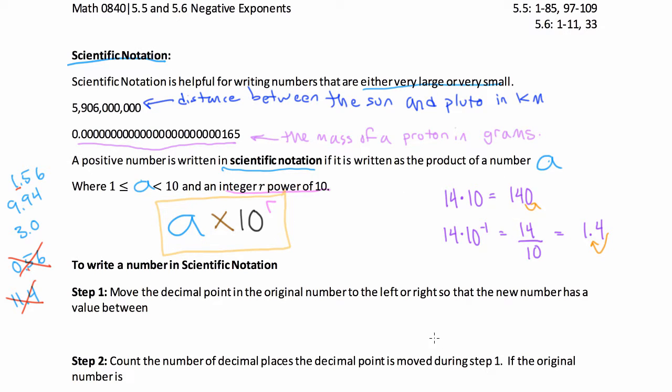So to write a number in scientific notation, I have these steps. My first step is move the decimal point in the original number to the left or right so that the new number has a value between 1 and 10.